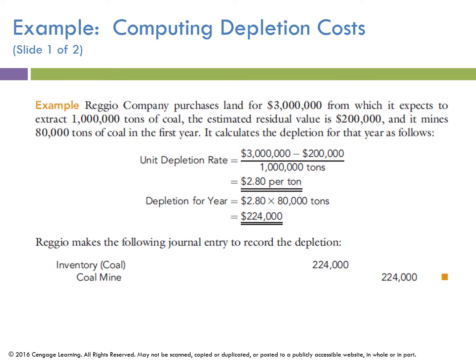Quick example, Reggio Company purchases land for $3 million, from which it expects to extract 1 million tons of coal. The estimated residual value is $200,000, and it mines 80,000 tons in the first year. Take the 3 million minus 200,000, cost of the natural resource minus residual value, divided by the 1 million tons it expects to extract. $2.80 per ton is the depletion rate. 80,000 tons was depleted in the first year times $2.80, so $224,000. Because they're selling this coal, they'll debit inventory $224,000 and credit, that's how much it cost basically, the coal mine $224,000.